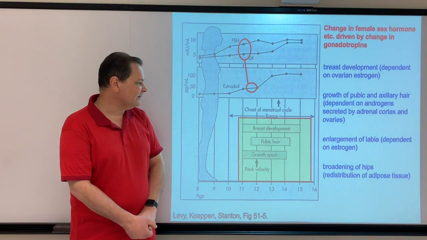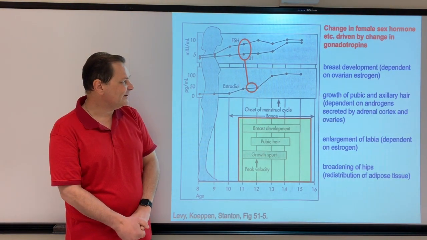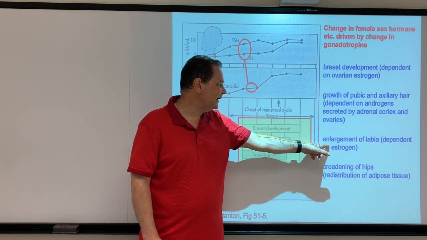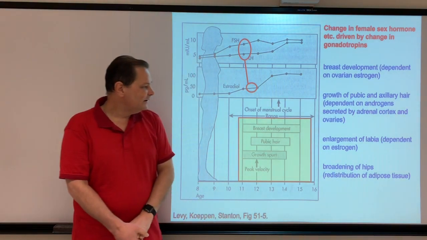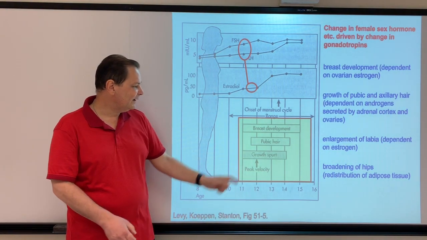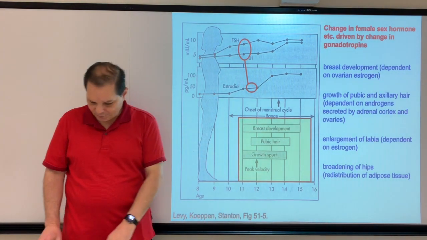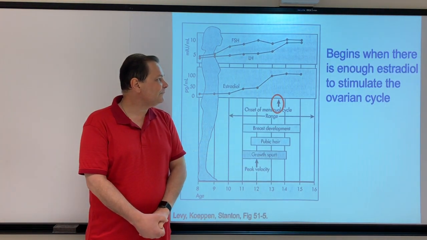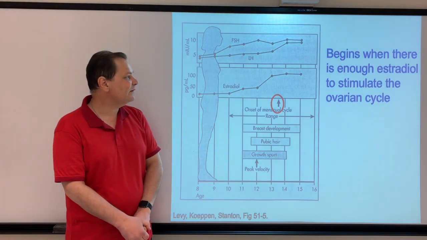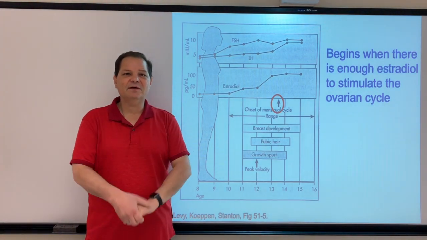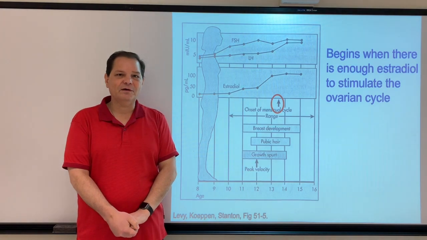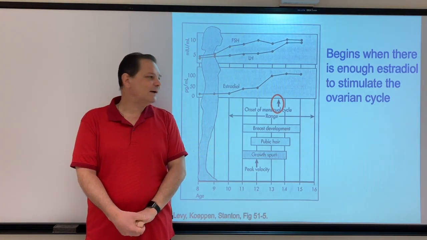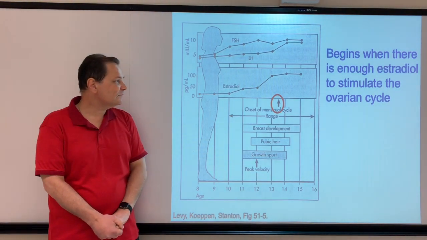Again, that mediates a lot of the development of a lot of secondary sex characteristics: breast development, pubic hair and axillary hair. You have enlargement of the labia. You have broadening of the hips, and again, the growth spurt here. And then you'll notice that once you get enough estrogen secreted by the ovaries, you start to cycle, and you start to get the menstrual cycle that we'll talk about in such enormous detail in the female reproduction lesson, okay?